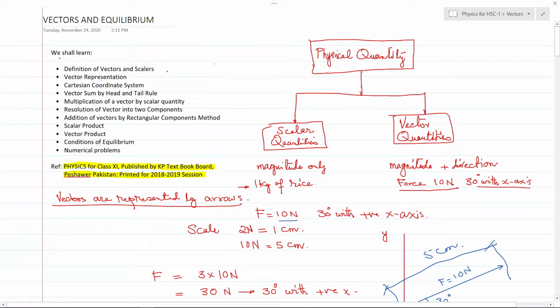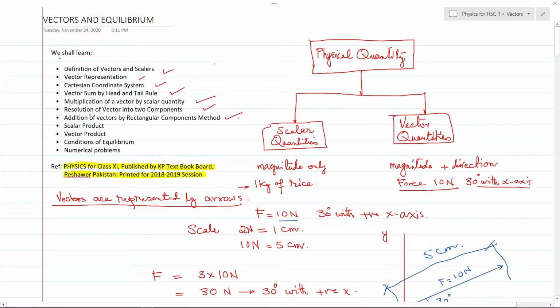As per the list, we have discussed the definition of scalars and vectors. We also discussed vector representation, coordinate system, Cartesian coordinate system. We also discussed sum of vectors by head and tail rule, then multiplication of vector by a scalar quantity. Then also we discussed resolution of vector into two components. These are called rectangular components. And finally we discussed the addition of vectors by rectangular component method.